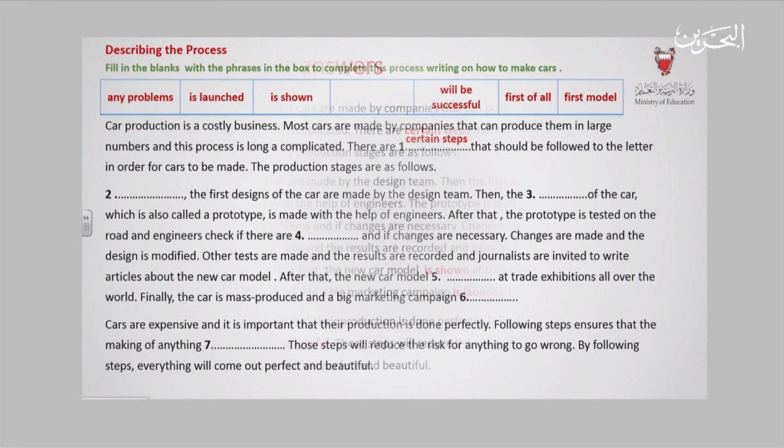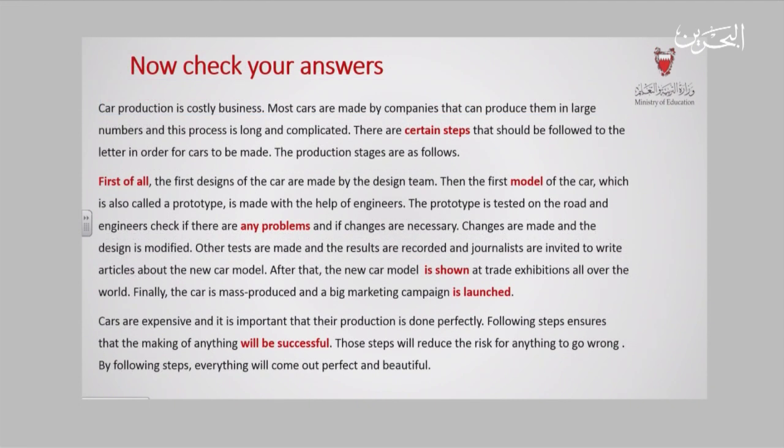Okay, let's check and read it all together and see what the answers are. So, car production is a costly business. Most cars are made by companies that can produce them in large numbers, and this process is long and complicated. There are certain stages that should be followed to the letter in order for cars to be made. The production stages are as follows.